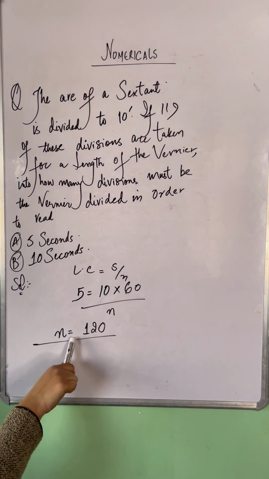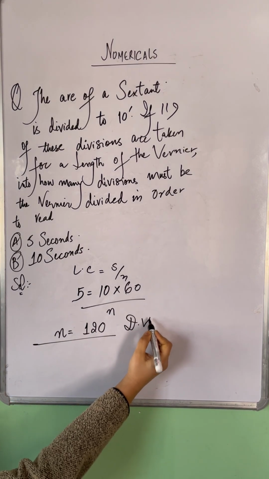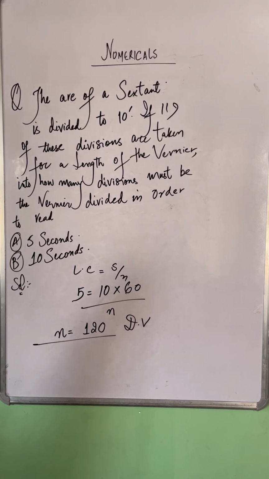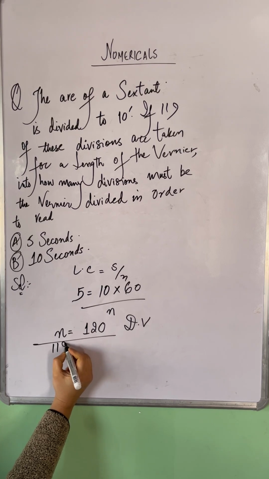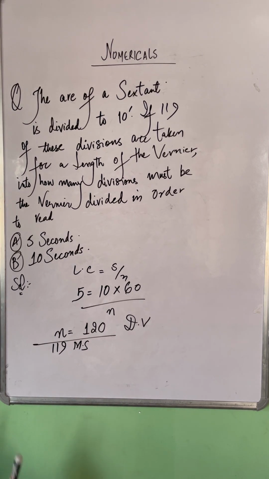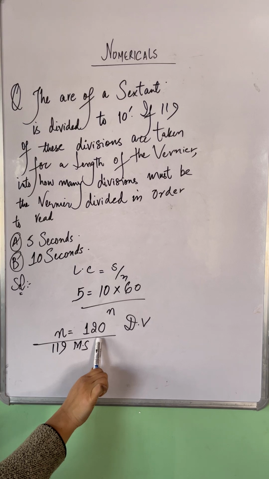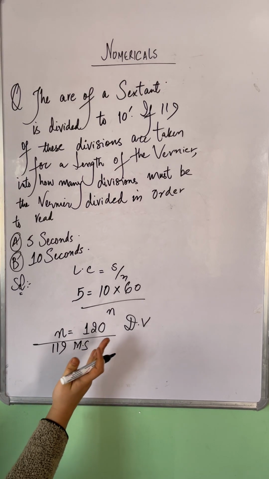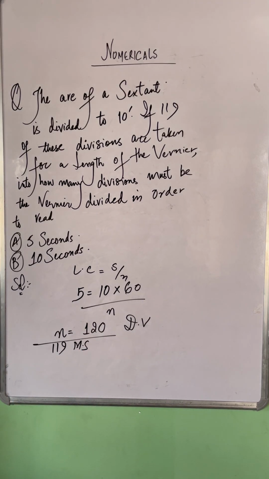This will form a direct vernier. How? Because 119 divisions are taken for the 120 divisions on the vernier scale. So we have 119 divisions on the main scale, and by calculations, to read 5 seconds, my N came equal to 120. So 120 divisions on the vernier scale correspond to 119 divisions on the main scale. That means it's a case of a direct vernier, because in a direct vernier, n divisions on the vernier scale correspond to n minus 1 divisions of the main scale. This was part A of the question.